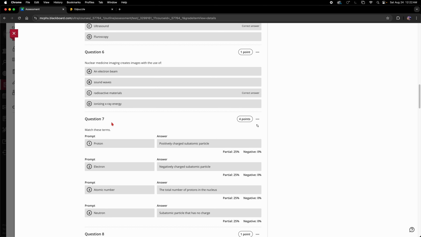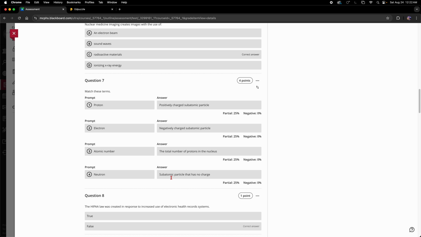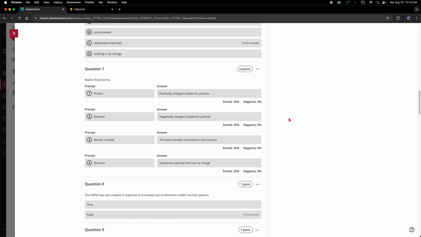Number 7, match these terms. Protons are, well, I said it earlier, positively charged subatomic particles. Electrons are negatively charged. Atomic number is the total number of protons. Remember that atomic mass is the number of protons and neutrons. Neutron is a subatomic particle that has no charge. And there's a percentage breakdown for the correct answer of each of these.